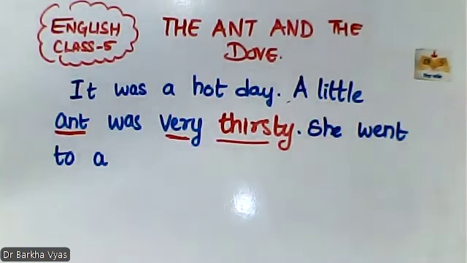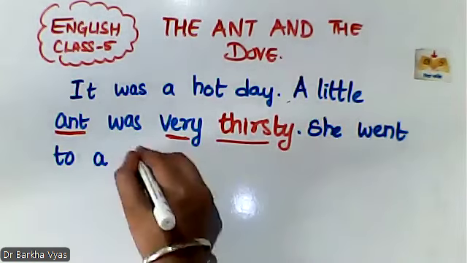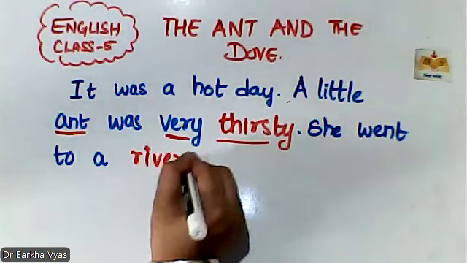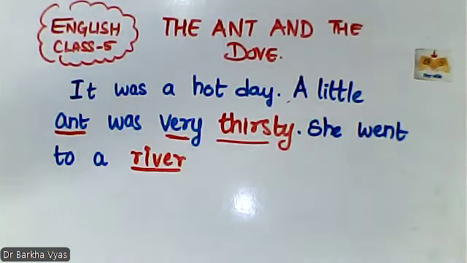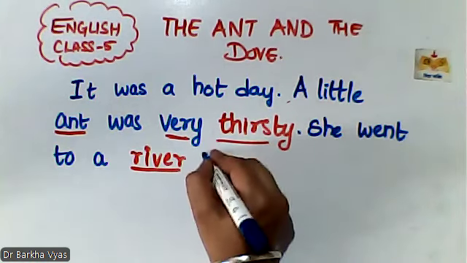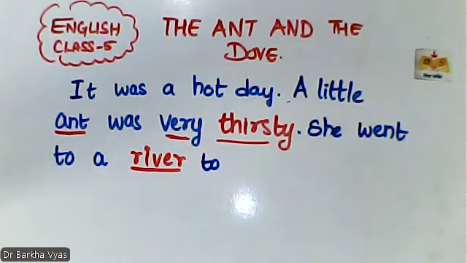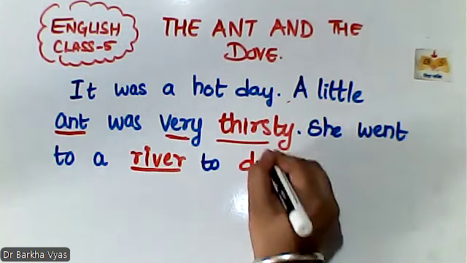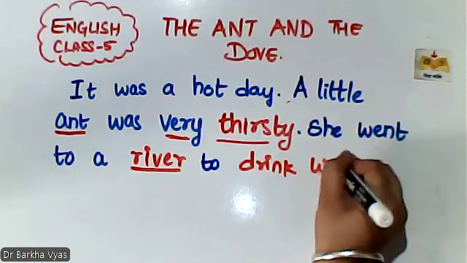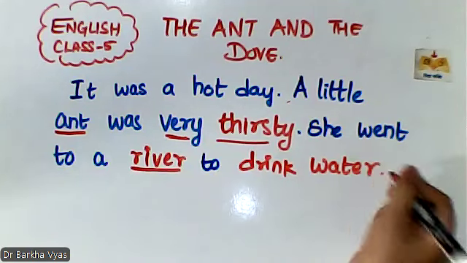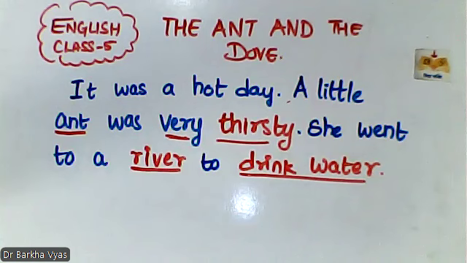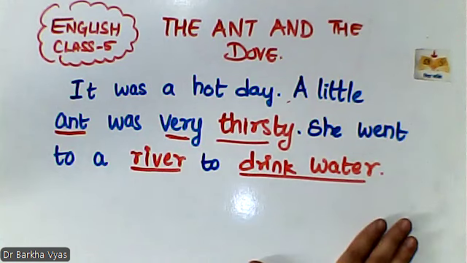So, what did the ant do? She went to a river. River यानी कि नदी. Okay? What did the ant go to the river for? Why did she go to the river? She went to a river to drink water. So why did she go to the river? To drink water. Okay? So you understood so far what the story is about?